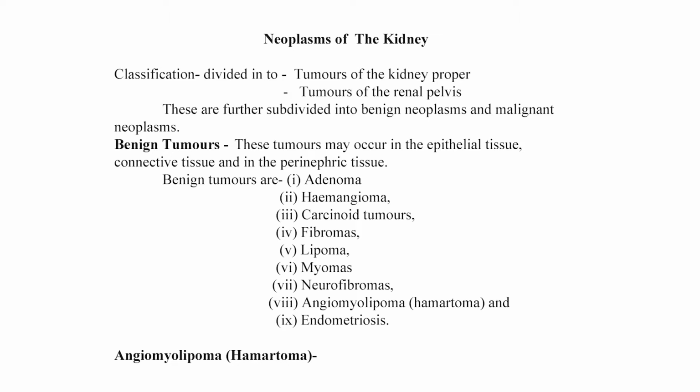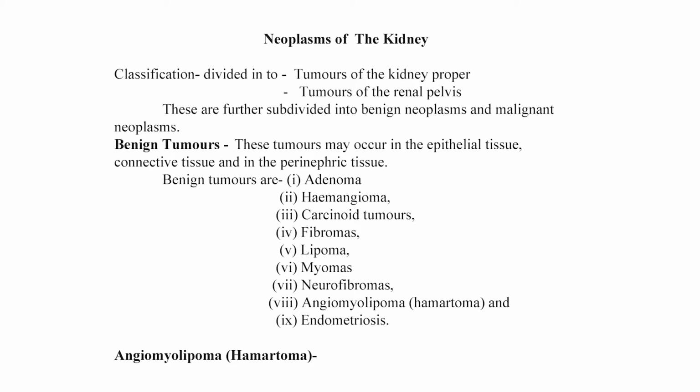And the next is the angiomyolipoma, that is the hamartoma. Obviously, it is a very rare tumor of the kidney. The tumor has all the elements: excessive blood vessels, muscle elements, and excessive fat. It is very easily diagnosed on CT scan. It is interesting to note that one quarter of these tumors may turn malignant and may lead to metastasis.